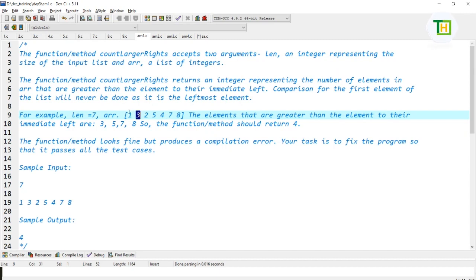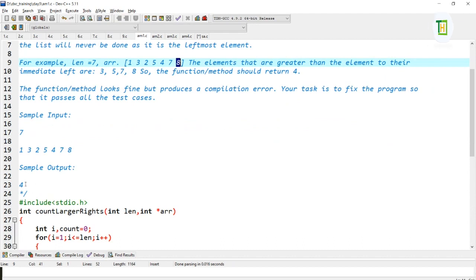3 is larger than 1, so I'm considering 3. And 2 is not considered because 2 is smaller than 3. 5 is larger than 2, so I'm considering 5 here. 4 is not larger than 5, so I'm not considering 4. 7 is larger than 4, so I'm considering 7. 8 is larger than 7, so I'm considering 8 also. There are a total of 4 values larger than the left immediate value. How many values are there? There are 4 values, so the answer is going to be 4 here.